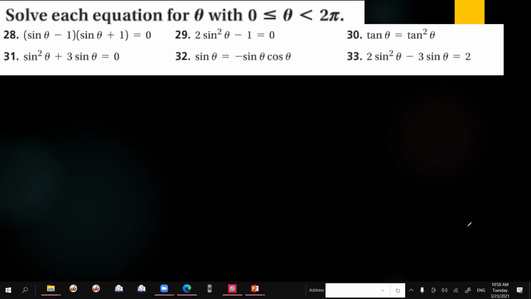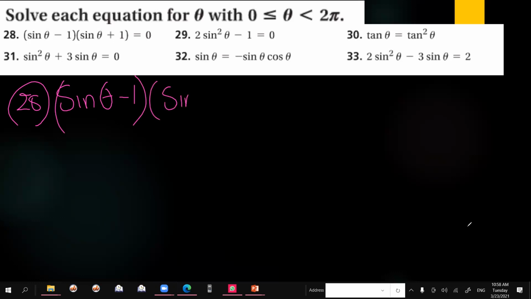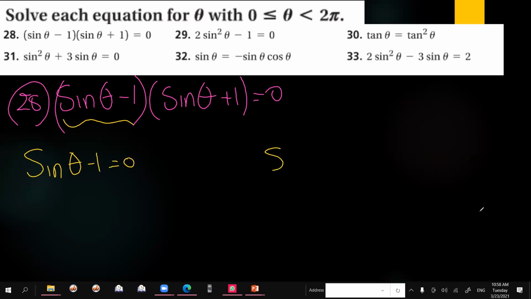Now let's come back to number 28 here. In number 28, we have sine of theta -1 times sine of theta +1. Here now we have two brackets that are multiplied. When they are multiplied, that means one of them will be 0. So the first part will be 0. And the second part will be 0.